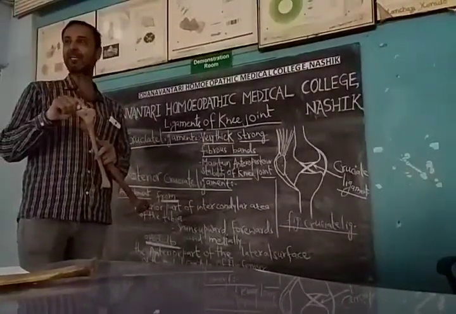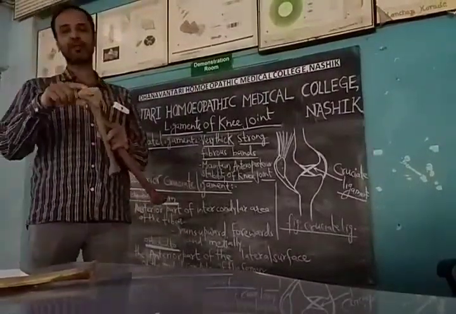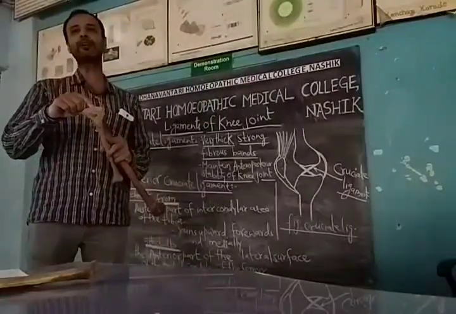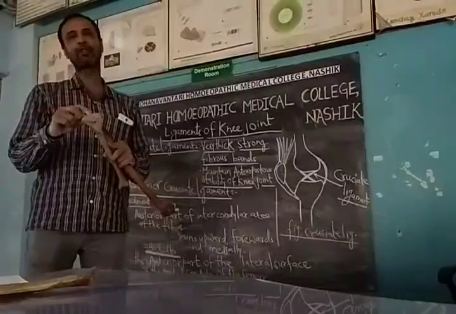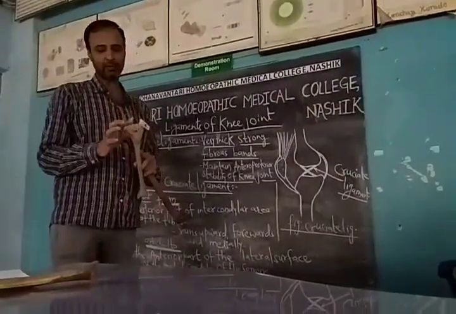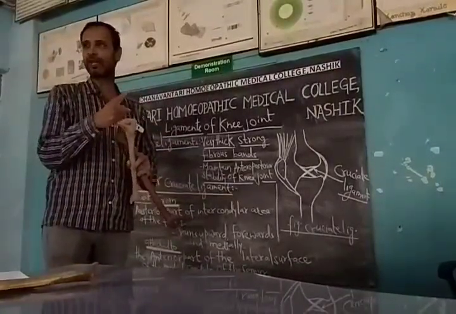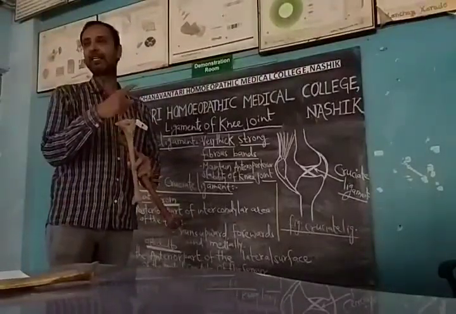Because it begins from the posterior region, the posterior part of the intercondylar area of the tibia. Now its course is what? It runs upwards again, but now it goes forward, because it goes anteriorly. So it runs upwards, forwards, and medially.